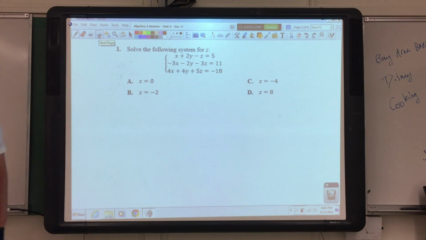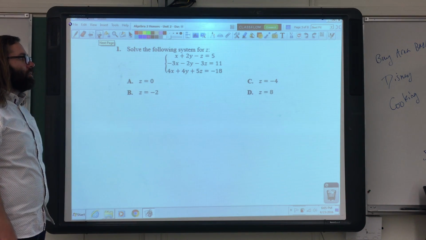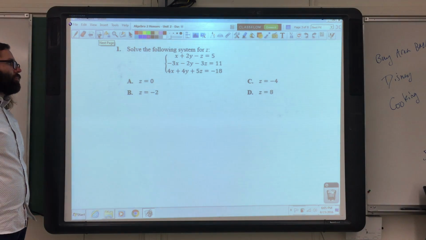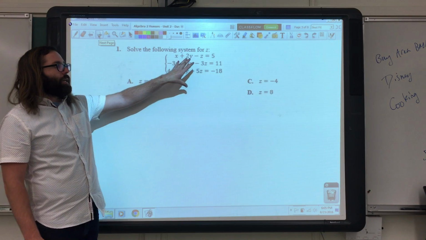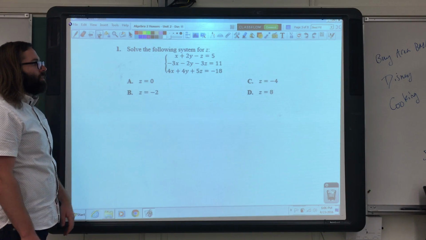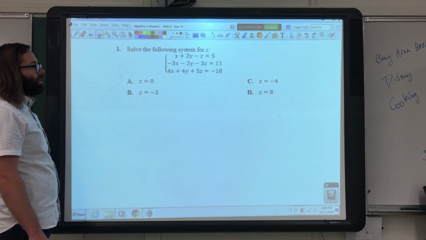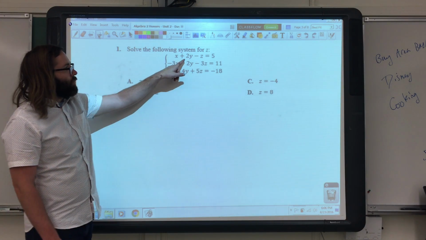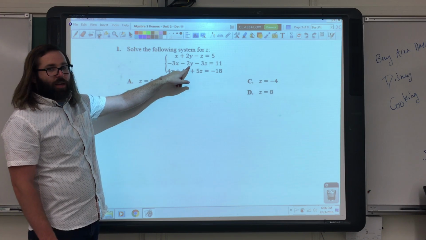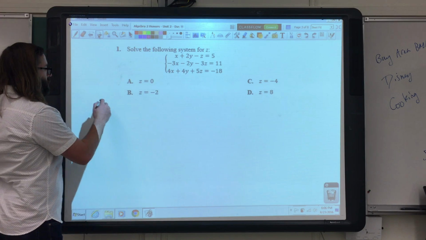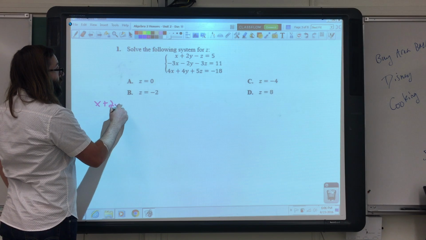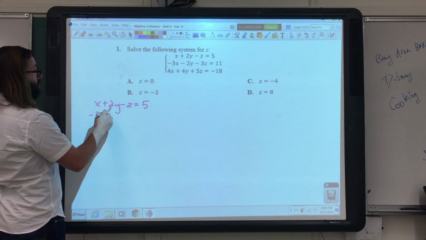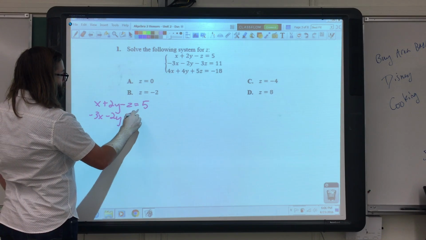All right, so this is a review. Something like this will be on the final, or in the course exam. So we need to solve for z. I know these are your favorites, but we take a look here. If you look, this is positive 2y, this is negative 2y, so let's eliminate these. X plus 2y equals 5, and then negative 3x minus 2y.